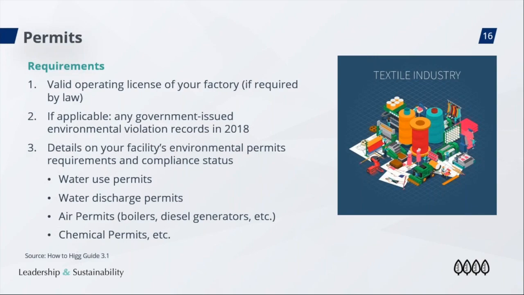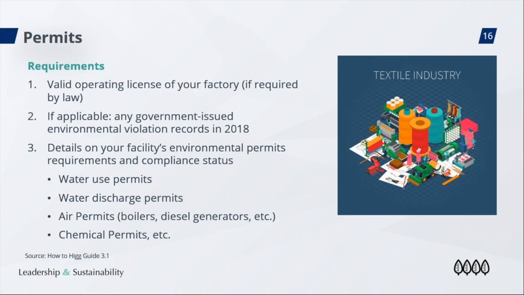And here is the question: does your facility site have a valid operating license if required by law? So how will this be verified? Documentation is required: a copy of the up-to-date business license, if applicable, and any other relevant licenses. The second question is: did your facility receive any government-issued environmental violation records in 2018? Also here, documentation is required. We are going to ask you for a copy of government-issued violation records.